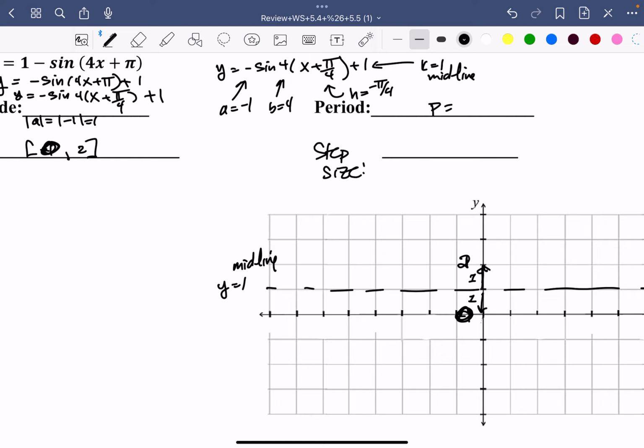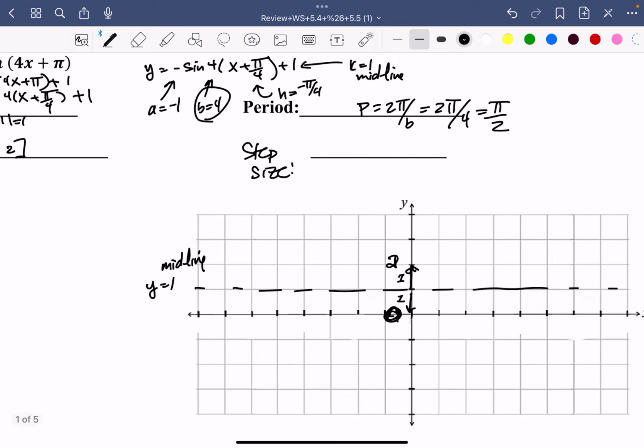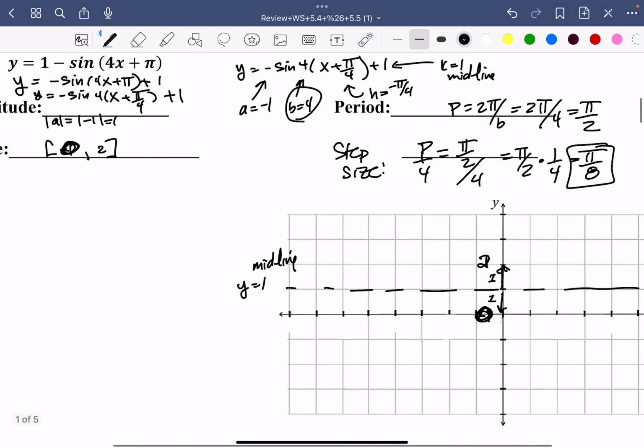Our period is always 2 pi divided by b, so it's 2 pi divided by, in this case, b is 4. So it means that my period, or how long it takes to make one cycle, is pi over 2. So my step size is always period divided by 4, so it's pi over 2 divided by 4, but that's the same as pi over 2 times 1/4. So I get pi over 8 is how big each step is going to be.